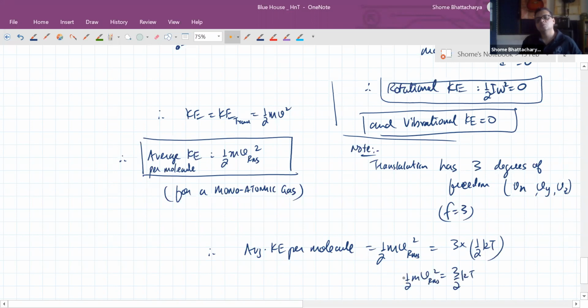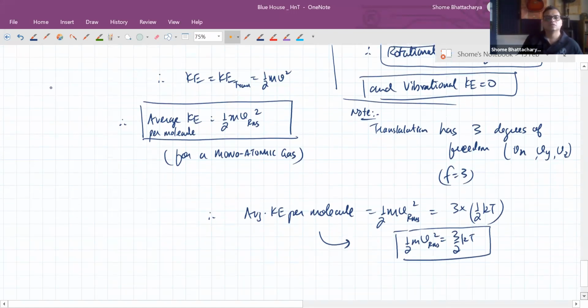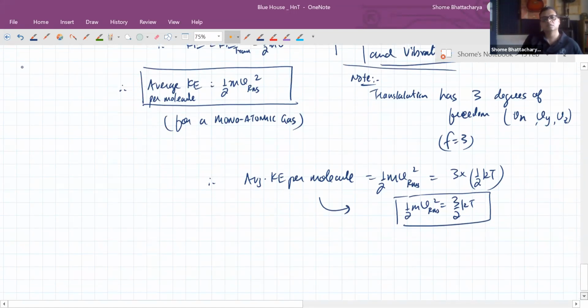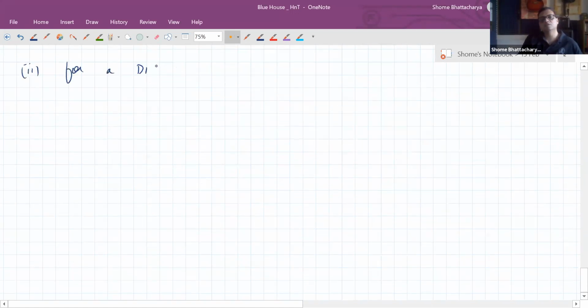Okay. Now, before you note this down, because you're already used to this from kinetic theory of gases, let's understand something contrasting to this. Then we'll come back to this example. On the other hand, for a diatomic gas, for example hydrogen, oxygen, nitrogen, etc. So many diatomic gases.